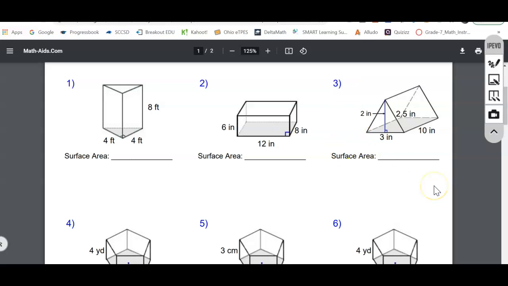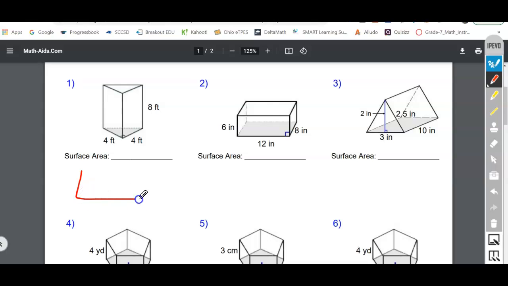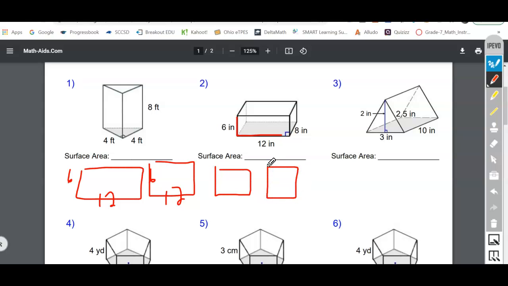The next one, we have the rectangular prism. So we've got a front and a back. What are the first two, as it says on your paper? Front, back, right? What are the dimensions of the front and the back? Well, the front and the back would be 6 by 12, right? So I got 2 of those. The 6 by 8 would be the sides, right? Because if this is 6, these are all 6, and then 8. So 6 by 8 are the sides.